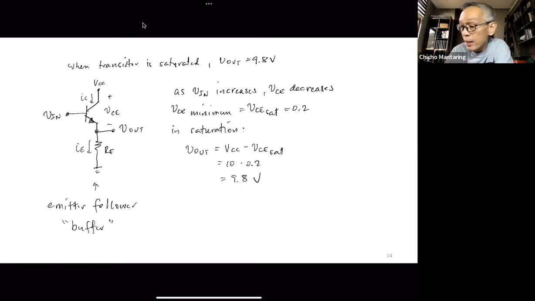It isolates the input source from the load. The load presumably is going to be R sub E here. This is going to be our load. Meaning to say, whatever our input is here, that will also be our output across the load. And the load will not attenuate your input. Because if we connect the load directly to the input, your input will sometimes suffer. It will suffer a voltage drop because of its internal resistance.